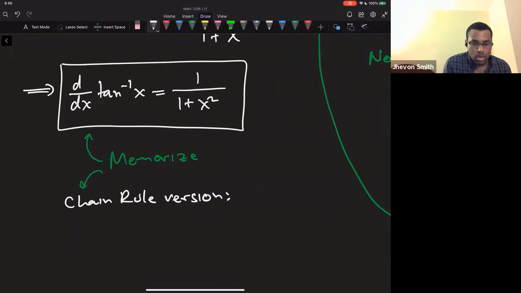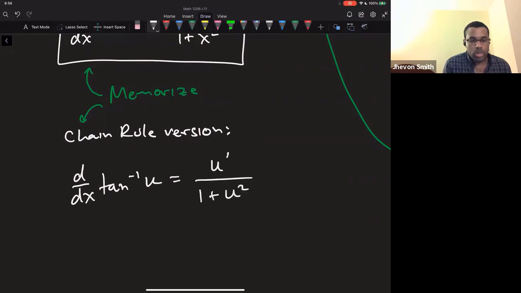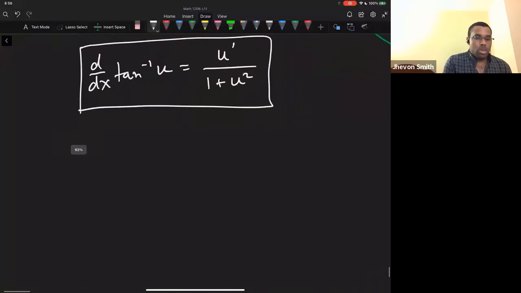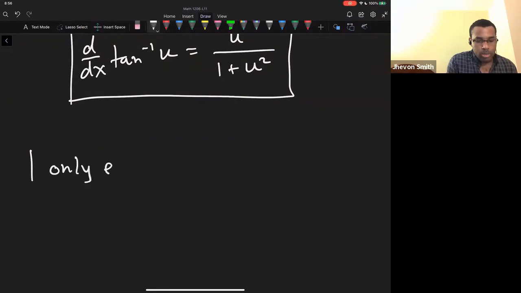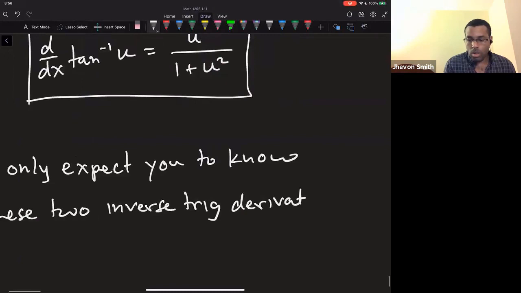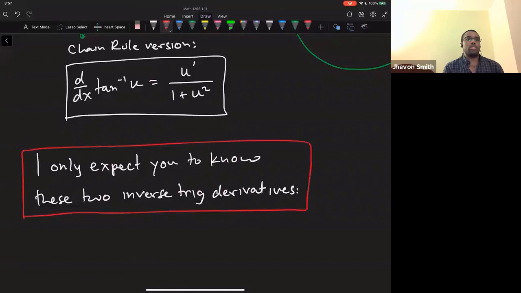Which is to say the derivative of tan inverse of u is u prime over 1 plus u squared. All right, so these are just formulas we know now. I only expect you to know these two inverse trig derivatives. So let me put that in different colors so you can see. However, I can mention some of the other ones, but you don't need to know them.